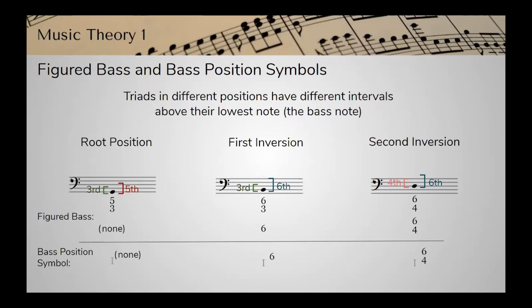But I grade them out because they're not part of the base position symbol. They're independent. So when we're talking about the base position symbol, if something is in first inversion, it doesn't need to be I6. It can be 5-6, or it can be the 6-6, right? It can have any kind of symbol for that bottom part. But the number is what we're talking about when we're talking about the base position symbol.